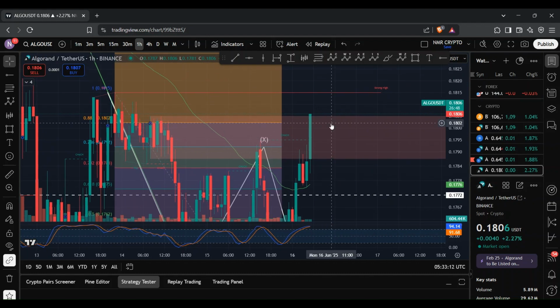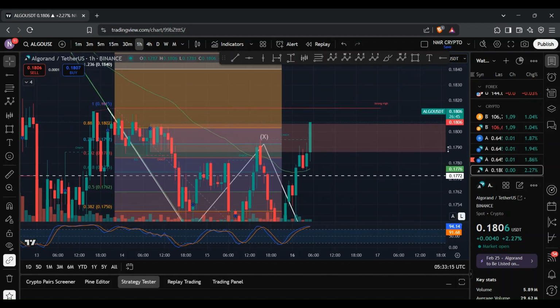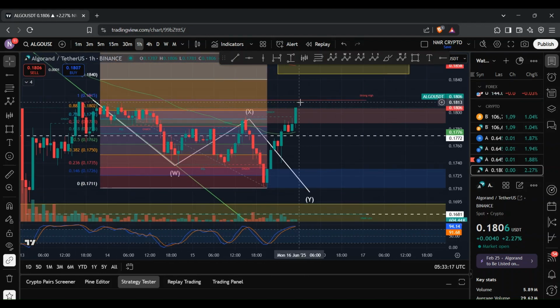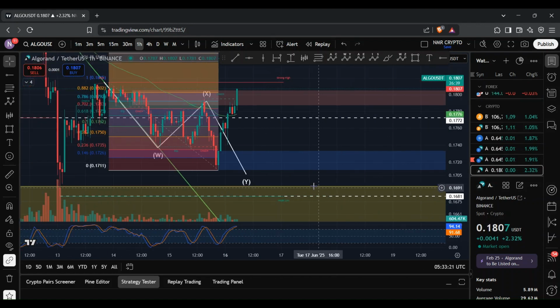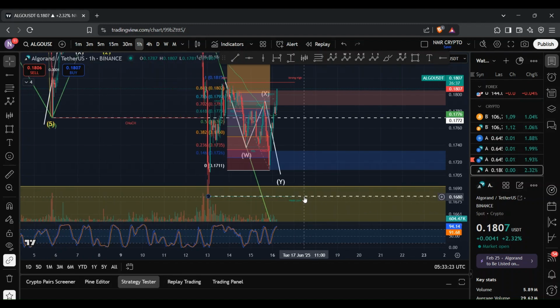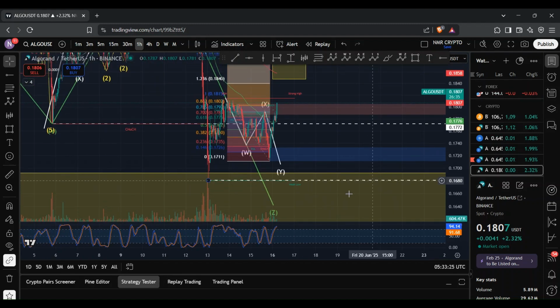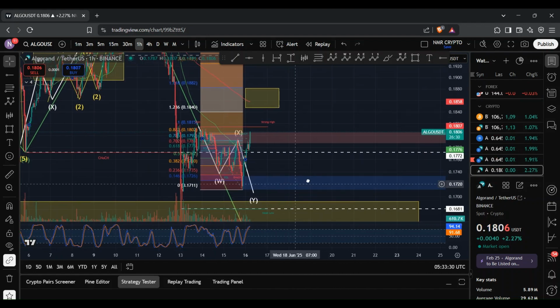So it will be interesting to see if we get a double top scenario play out, where the X wave would retrace towards that 100% retracement level of the W wave, and then we see a move to the downside where we potentially see another double bottom, where we retest that level once again, and then we see another push to the upside.